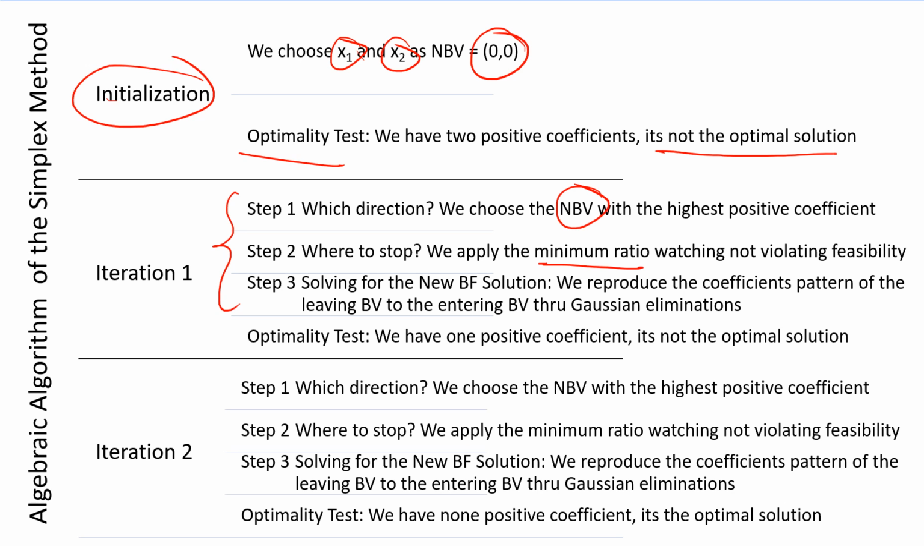And then what we did is, through Gaussian elimination, do the changing of both variables. And then we went back to our optimality test, where we saw it was not optimal because we still have one coefficient that was positive. So we went exactly through our 3 steps until the last optimality test, where we saw it was our optimal solution.